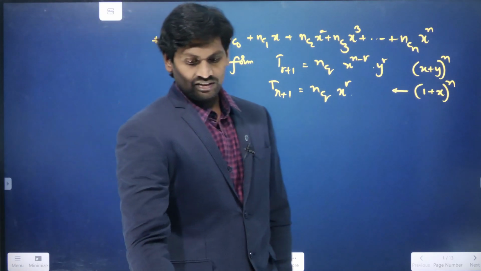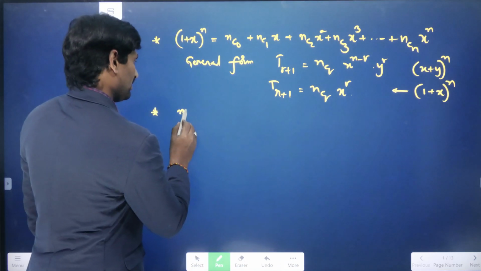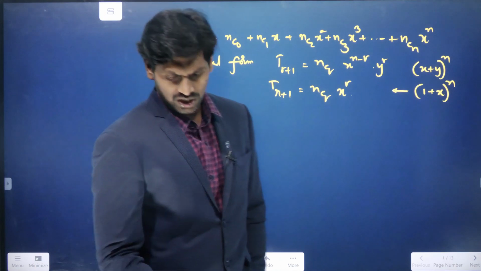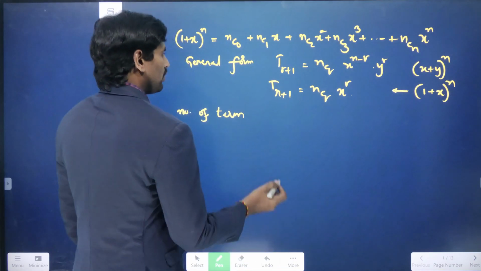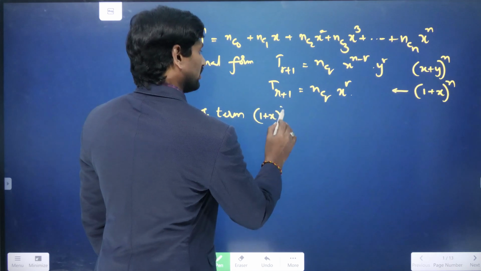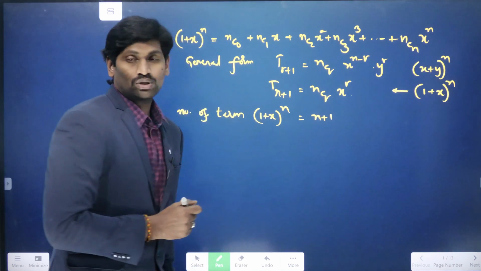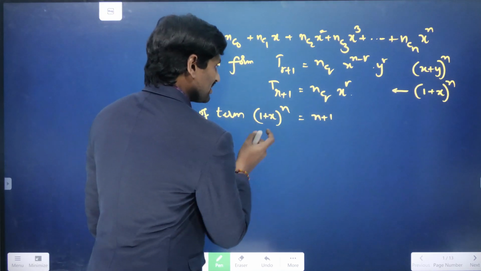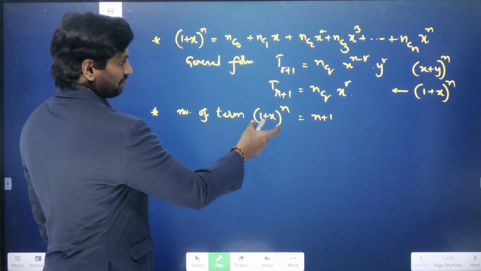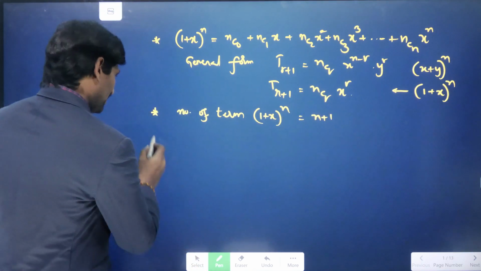The first property: the number of terms in the expansion of (a plus b) whole to the power of n, or (x plus y) whole to the power of n, or (1 plus x) whole to the power of n, is n plus 1. The total number of terms in its expansion is n plus 1 terms. Alright. Now let us see the next property.